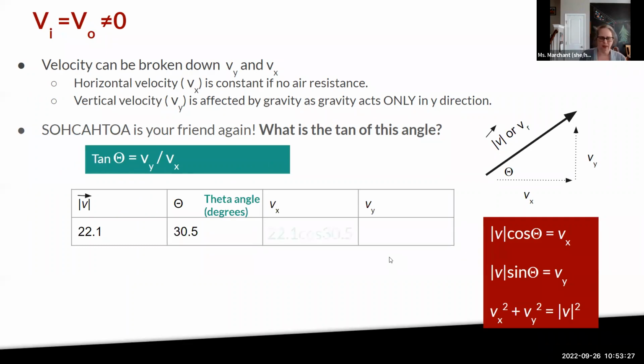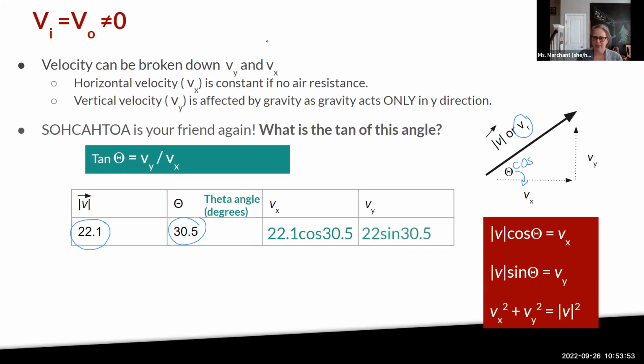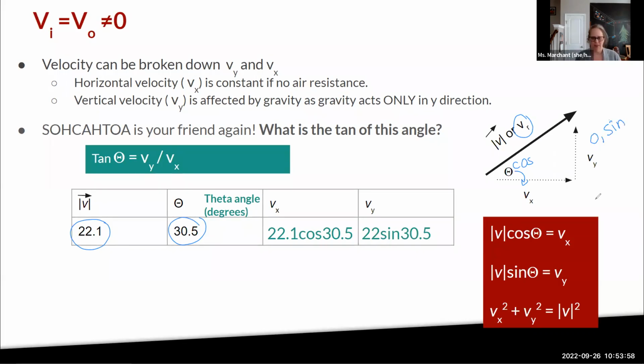So how would we solve this problem? Vx would be the resultant times the cosine of theta, because x goes with cosine. So if my total resultant is 22.1 and my angle is 30.5, it's 22.1 times cosine 30.5. How about the vector in the y? Same exact statement, except for the sine, because it's the opposite side. And when we're on the opposite side, we use the sine. So another little review there. Hopefully that's starting to sink into place now.